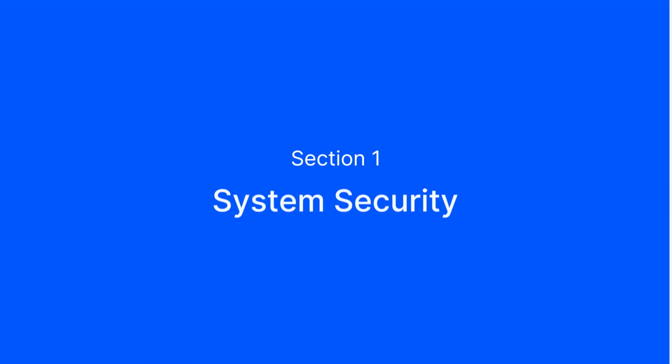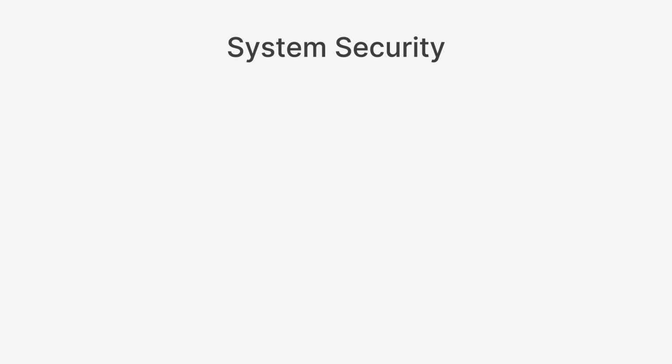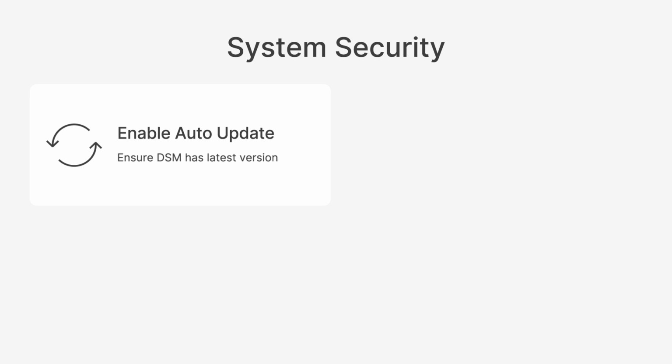So moving on into section 1 for system security. In terms of system security, what we really mean is making sure your Synology NAS is up to date, notifying you, and you're using the proper settings to make sure everything stays healthy. Now, one of the main things you want to do is enable some sort of auto update for your operating system DSM on the NAS.